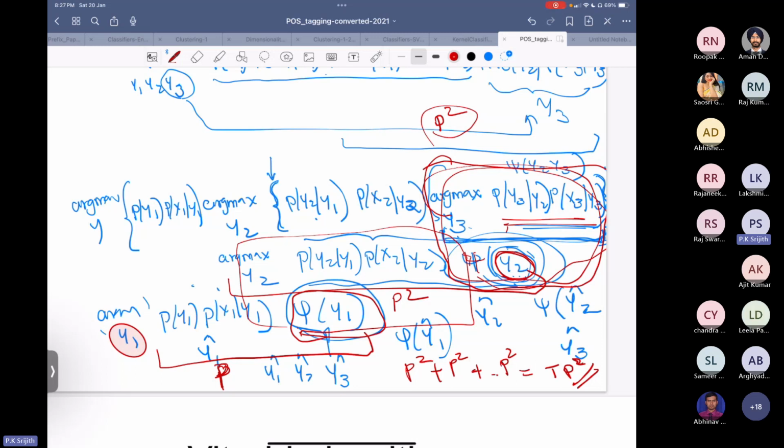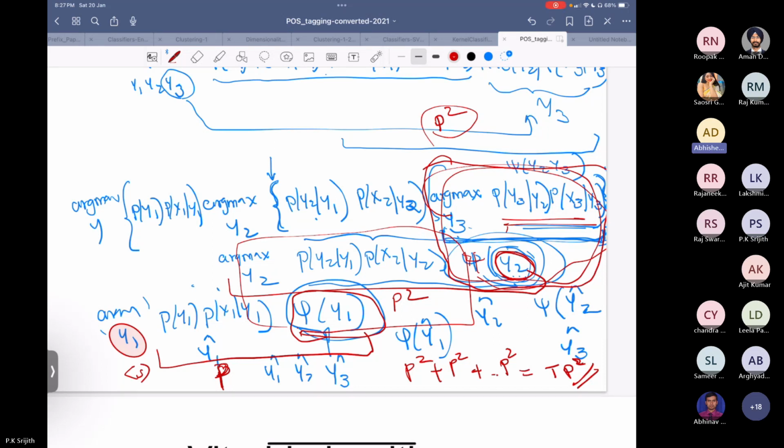Why we write t into p square is because many times you consider the start symbol also. So there will be one more additional conditional, which is conditioning with respect to the start symbol. But that's okay, don't worry about that. In general, you can think of it as t into p square. But this sequence of operations is clear, right?